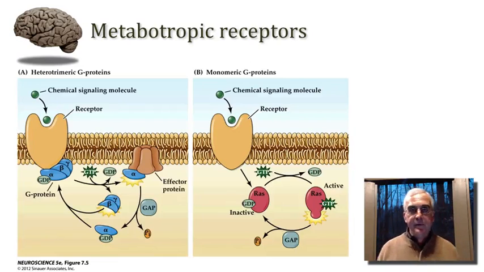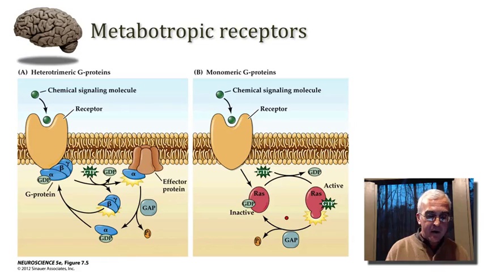So let's look at a couple of different examples. So the receptor itself is typically a monomeric integral membrane protein, but the intracellular second messenger systems related to G proteins can be quite diverse.